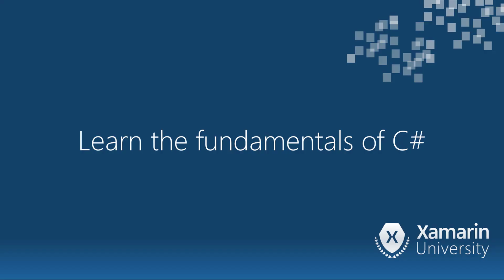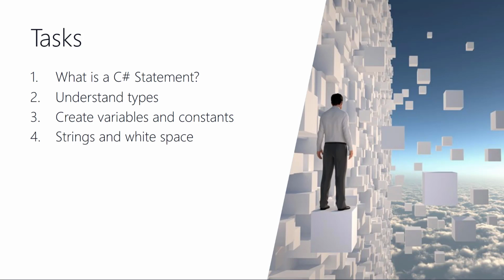So in this last section, we're going to get a little bit deeper with C# and look at some of the fundamentals of the C# language. We'll talk about what C# statements are. We'll look at different data types. We'll look at creating variables and constants. And then we'll look at things like strings and white space. So some of the basic building blocks of programming.